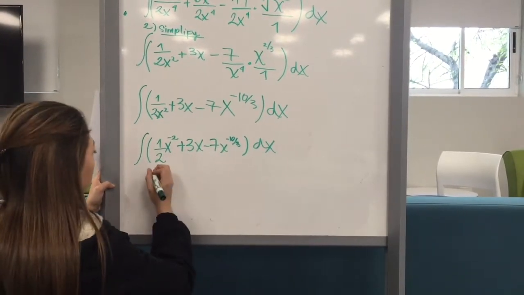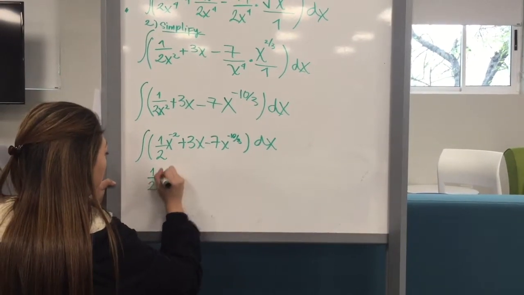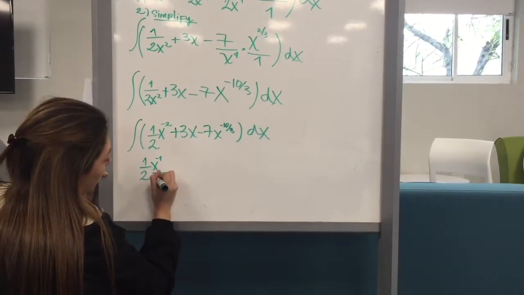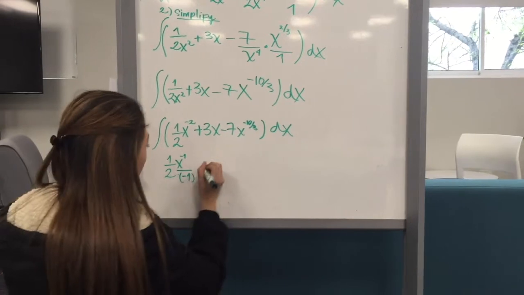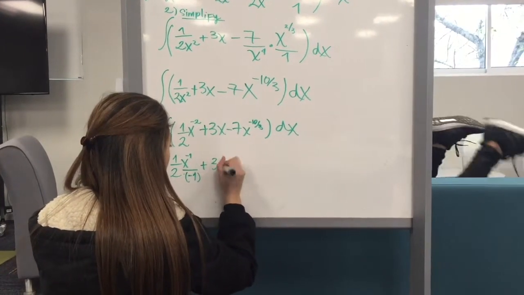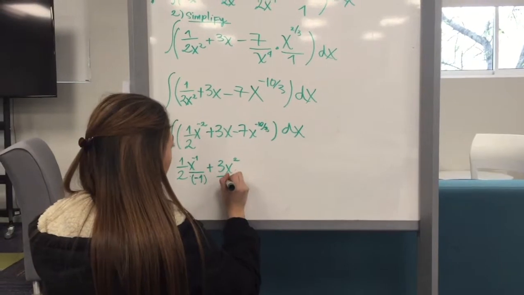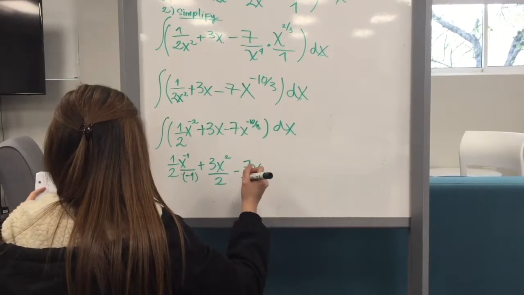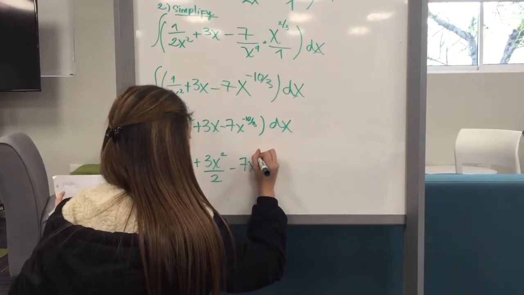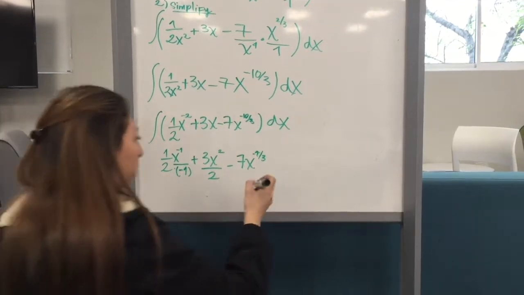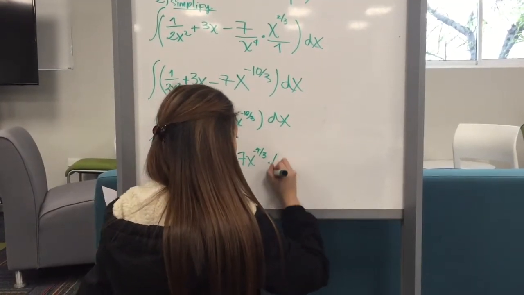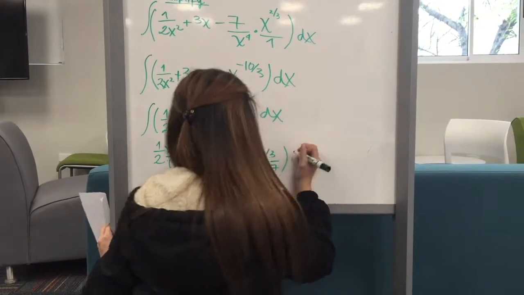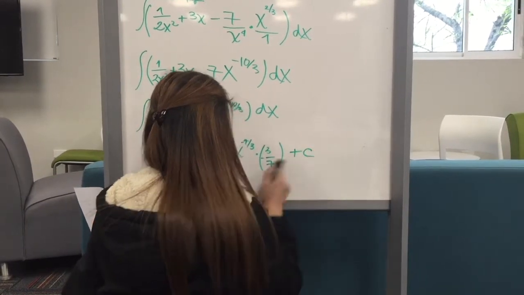Now we begin to integrate. So the rule says add 1 to the power and then divide by the new power. So we add 1 to minus 2, that is minus 1, and that minus 1 is put in the denominator multiplying. Then plus 3x squared over 2 minus 7x raised to the minus 7/3 by minus 3/7, because we use the method of reciprocal, the one of division, plus C, that is the constant.